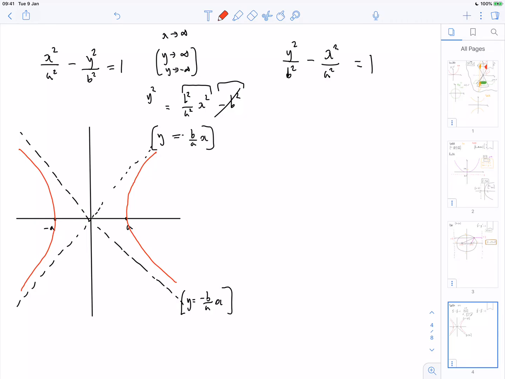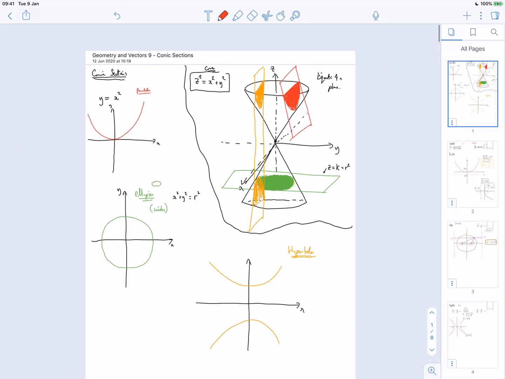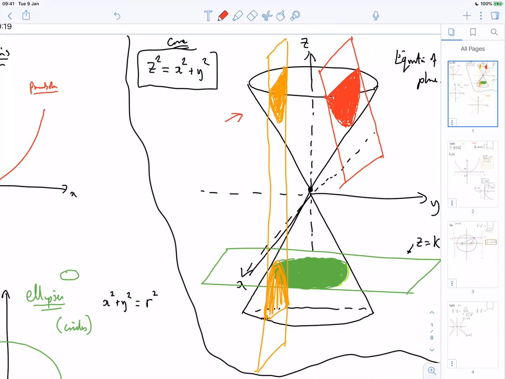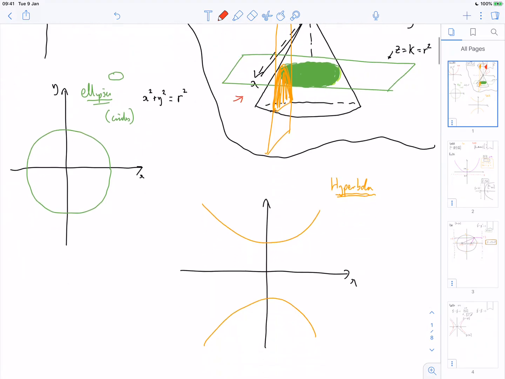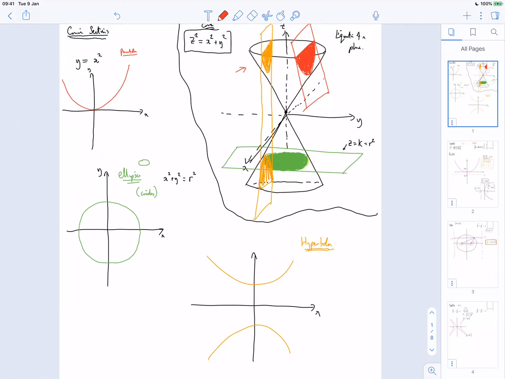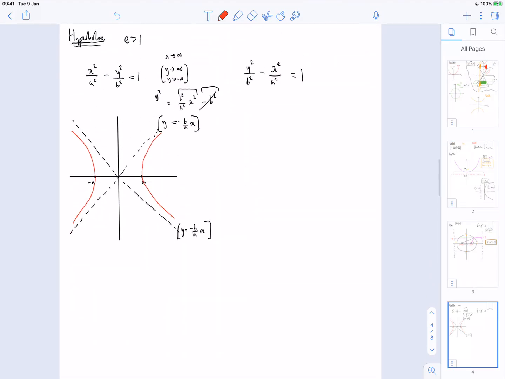So I've got these two C-shaped things. And that should make sense because these two shapes are these orange shapes up here that I was thinking about. So I am looking for this hyperbola looking like that, albeit that it's rotated 90 degrees. But it's still a hyperbola.